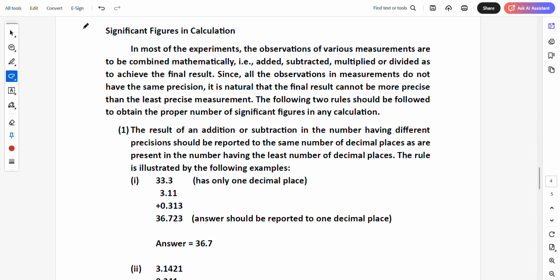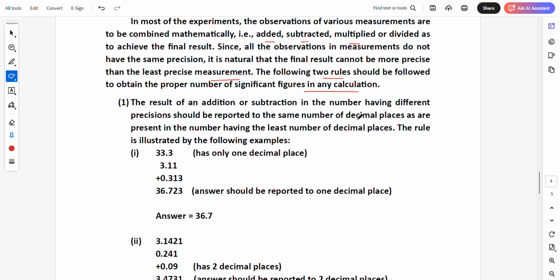That is significant figures in calculation. In most of the experiments, the observations of various measurements are to be combined mathematically, that is added, subtracted, multiplied or divided, so as to achieve the final result. Since all the observations in measurements do not have the same precision, it is natural that the final result cannot be more precise than the least precise measurement.